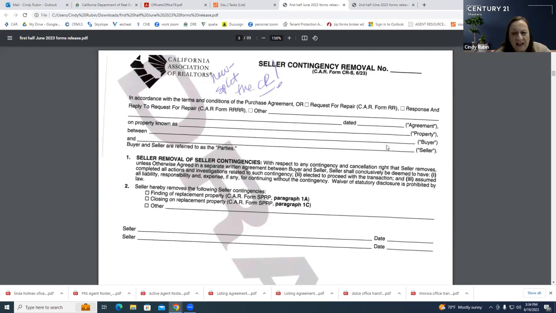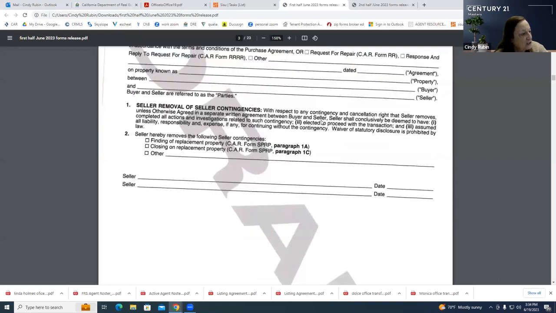Anyway, the next two: they took out the contingency removal form that had a place for buyer's contingency removal and seller's contingency removal, and they made 2 separate documents out of it. So now we have a separate document for seller contingency removal. Seller doesn't have very many contingencies, so it's not a very long document. They only have those 2. You could always add one if seller added a contingency, and you can add on here, but this is just for seller.